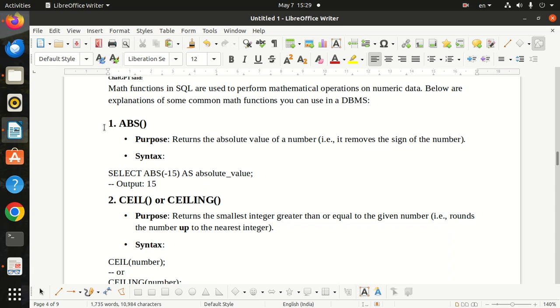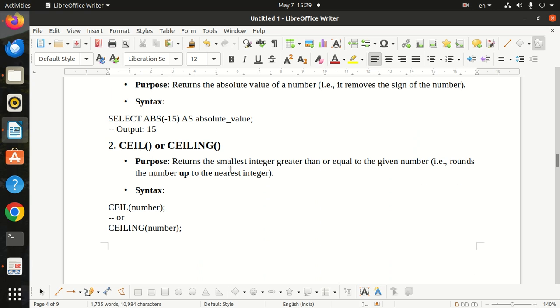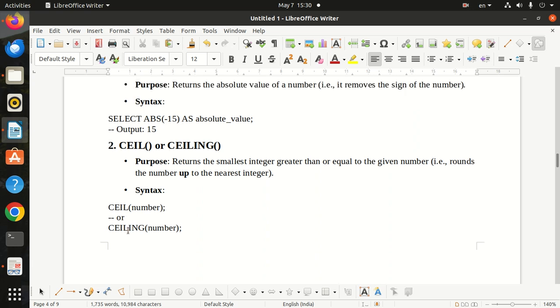So once again I would like to repeat: ABS returns the absolute value of a number, which has the syntax SELECT ABS(-15) AS absolute_value. That means it returns the absolute value of a number.